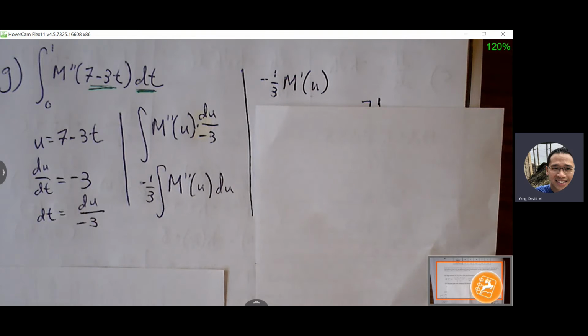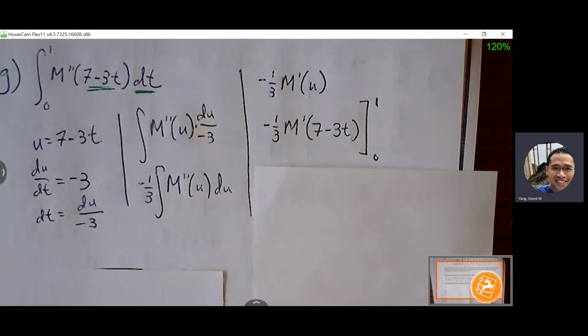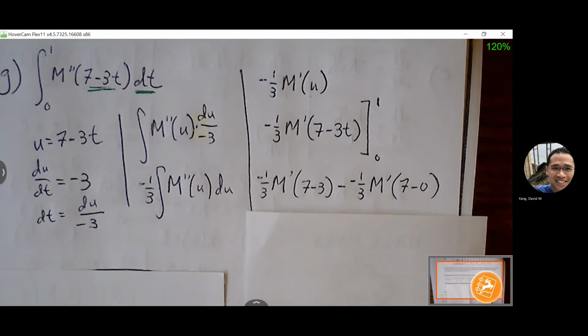But one more thing, let's get that u value replaced back in terms of t, so we can have matching variables there. Bring the u back in terms of t, and then we can work the bounds in. So upper bound first, minus the lower bound. M prime of 4, M prime of 7. Those are all values we can pull from the table.